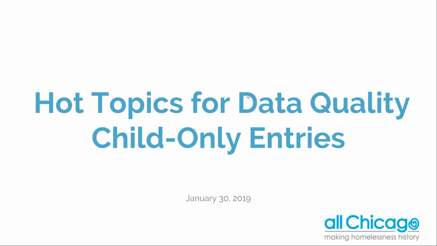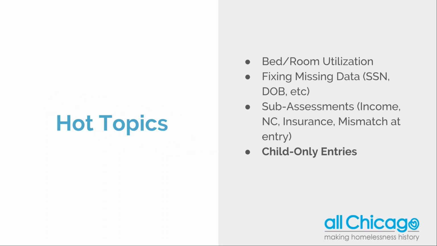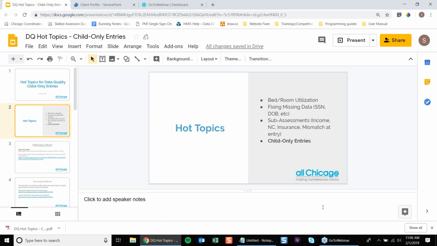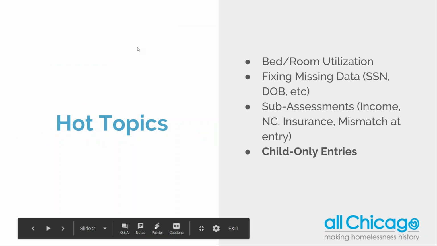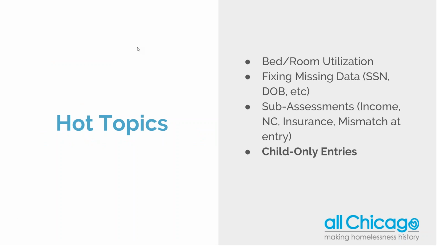I am All Chicago System Implementation Manager, and what we are gathered here to do today is to talk through hot topics for data quality, specifically child-only entries. This is part of a series where we are addressing common issues in regards to data quality. As you can see, we have a series on bed and room utilization, fixing missing data, SSN, date of birth, etc. We have one on sub-assessments and then child-only entries.